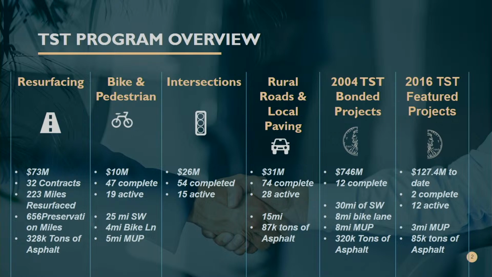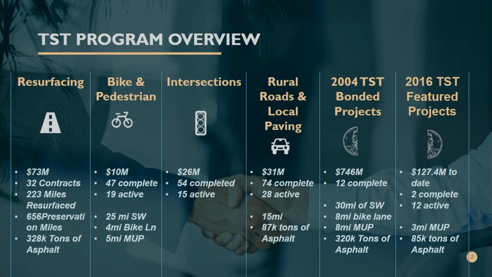We're going to start out with an overview of the program broken into our different funding categories. The first categories, moving from left to right on your slides, are our annual allocation program: resurfacing, bike and pedestrian, intersection improvements, rural roads, and local paving. You can see some of the statistics below, the amount of funding applied to those categories, the number of projects complete, number active. Then moving across the slide, we also have our 2004 bonded projects, which are our larger projects that have been completed, and then we'll also focus on our 2016 featured projects.